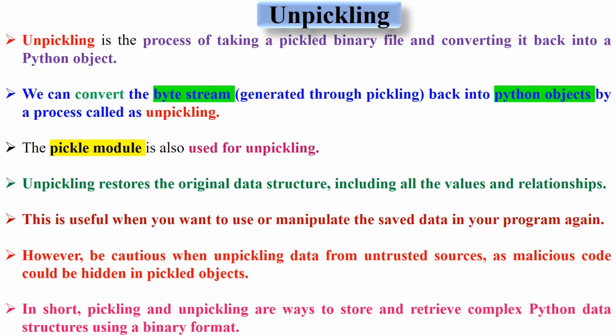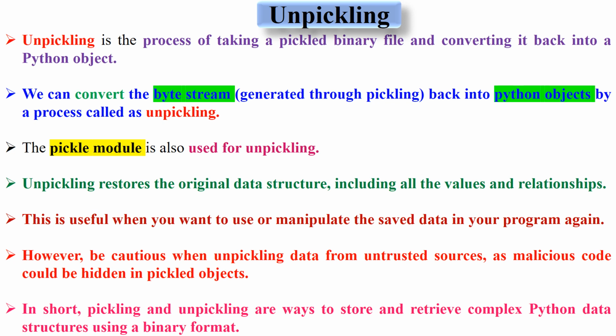Unpickling is the process of taking a pickled binary file and converting it back into a Python object. That means we can convert the byte stream, zeros and ones, generated through pickling, back into Python objects by a process called unpickling. It's like opening the jar and getting the object out.